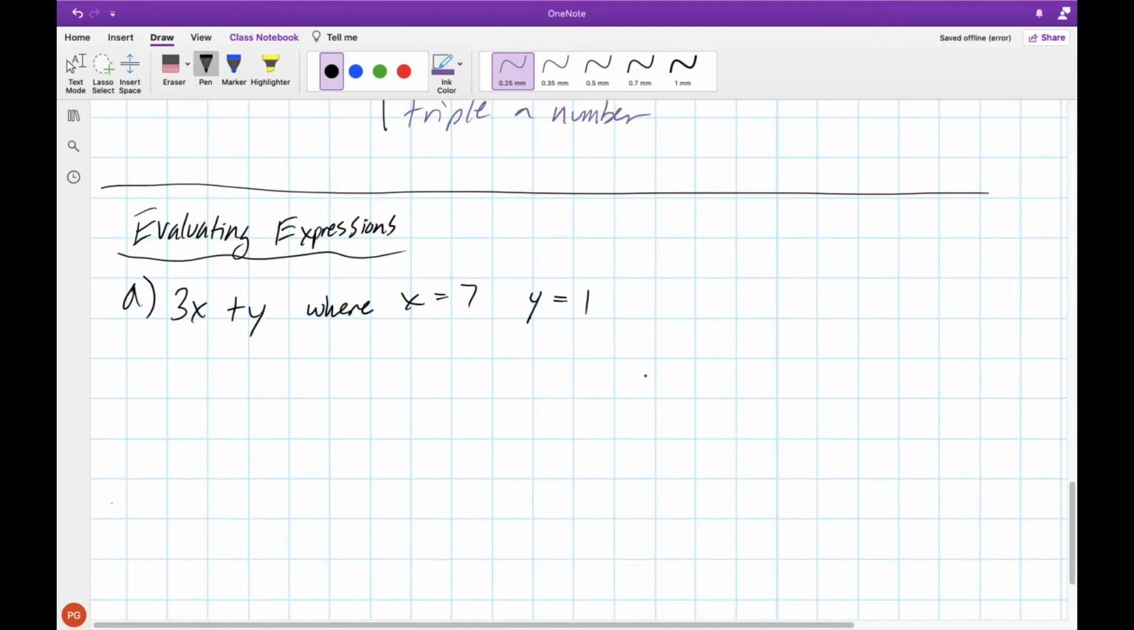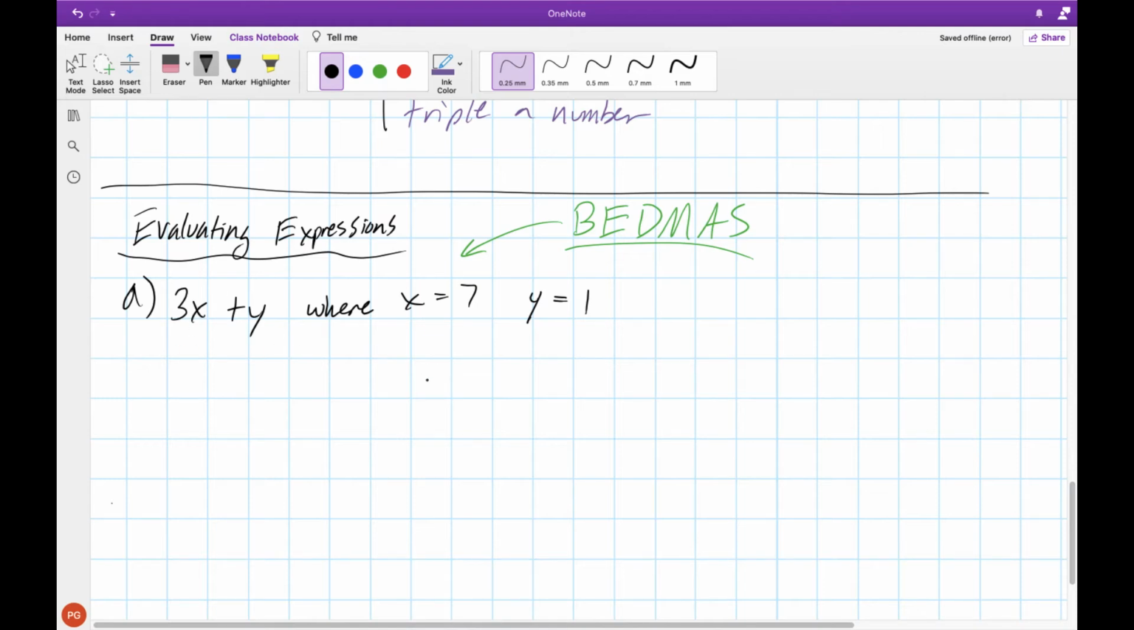The other thing I'd like to talk about is how we might evaluate an algebraic expression. So if we have an expression like this, 3x plus y, and we're told what our mystery numbers are, what our variables are, in this case x is equal to 7 and y is equal to 1, and we want to evaluate what this algebraic expression eventually equals. So when we use these values as our variables, what does this equal? The key here, when you're doing these types of questions, is to remember BEDMAS. So what we're going to do is substitute these numbers in for x and y.